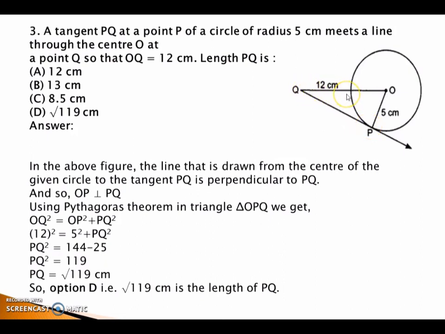So you can apply the Pythagoras theorem because this is a right angle triangle. OP is perpendicular to the tangent, so angle P is 90 degrees. Applying the Pythagoras theorem, you will get PQ squared is equal to OQ squared minus OP squared. So that is equal to square root of 119 centimeters, which is what you will get as the length of PQ.